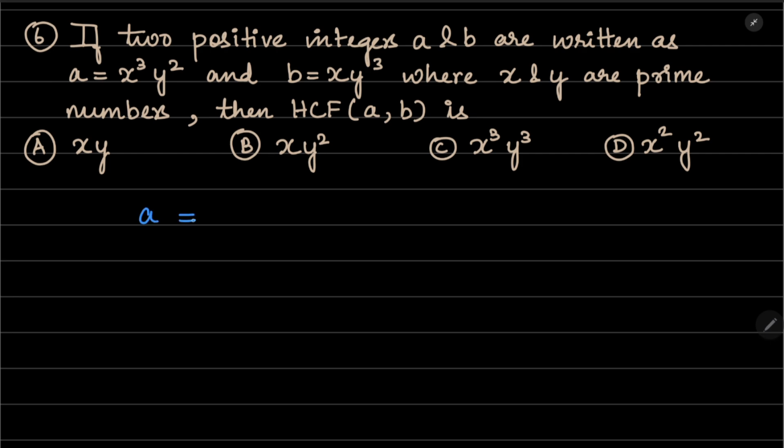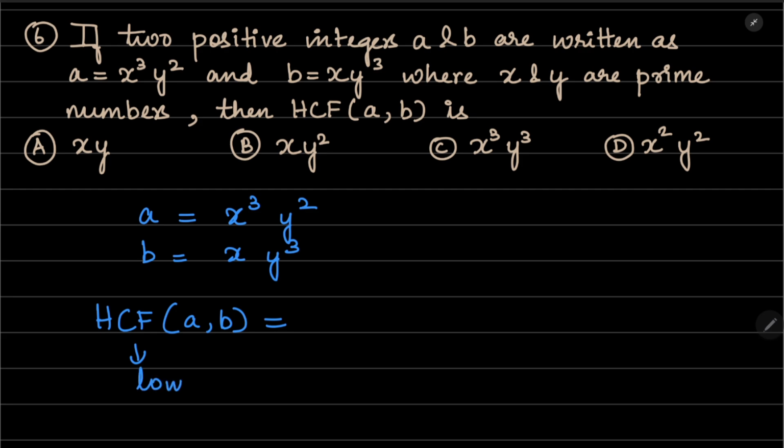So let's write what is a. A is x cube into y square. What is b? X into y cube. Right? So what is the HCF of a comma b? You have to take the lowest power of the common factor. So what is the lowest power of x? It is x raised to the power 1. And what is the lowest power of y? It is y square. So the HCF of a comma b is x into y square, which is option B.